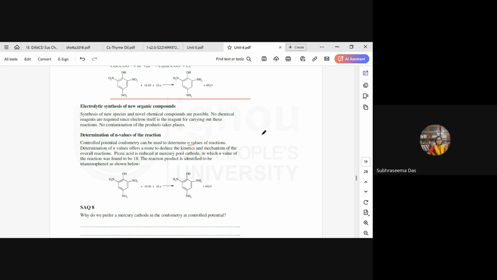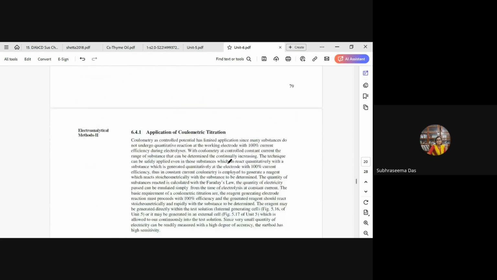For example, when picric acid is reduced at the mercury electrode, the n value has been found to be 18. So from the value of n, we can identify the reaction product to be triaminophenol. Thus, this is how coulometric methods have been useful for the determination of the n values of the reaction.